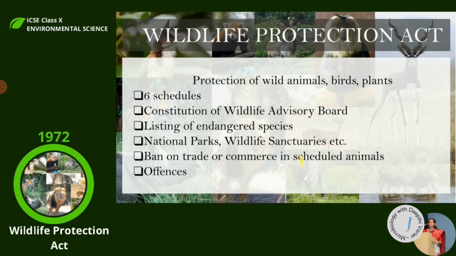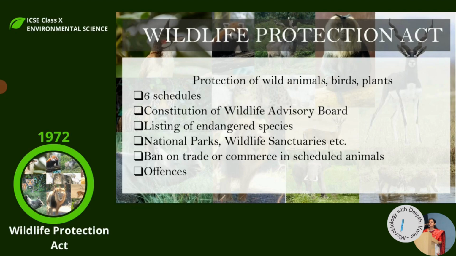And then it also tells about the ban on trade or commerce of the animals or plants which are listed under this schedule. Not only that, if people do partake in trade, or they do some kind of selling or exporting or importing of such animal products or plant products, then what are the offenses, their punishment, the penalty that they have to pay, that is also listed out in the act.